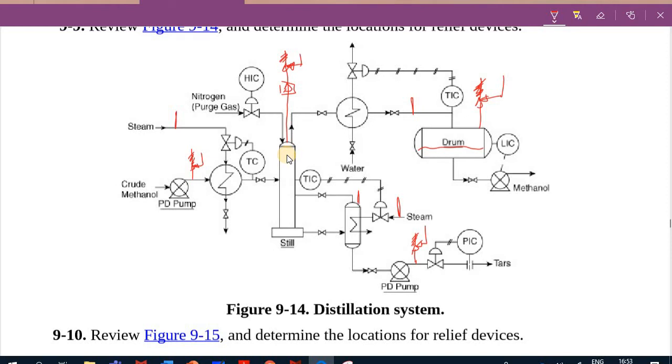And again, anything that can be blocked. So this water being blocked, the steam being blocked, or that pump being blocked, this could be blocked. Here the methanol sending to storage is blocked, so there's nothing sending and it's just collecting up within the drum. All these possibilities for getting a very high pressure should be considered.